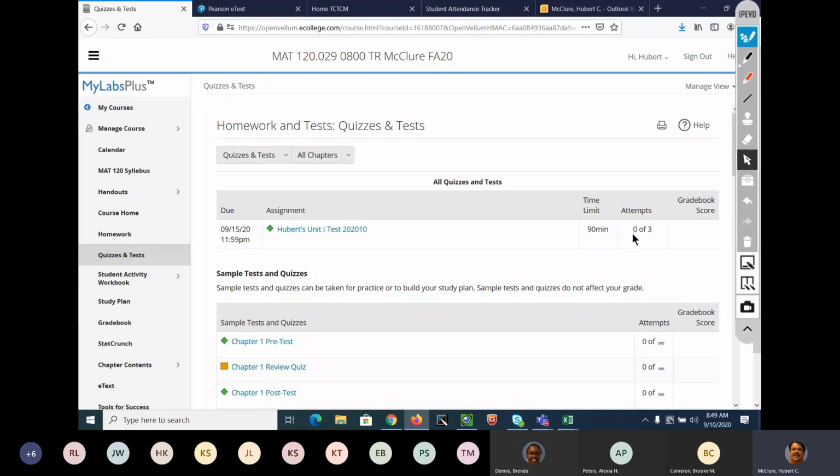And I give you 3 chances. It takes the higher of the 3. And look, that's what MyLab Plus tells you. Those 3 questions: due date, 90 minutes instead of 50 minutes, and you got 3 attempts.